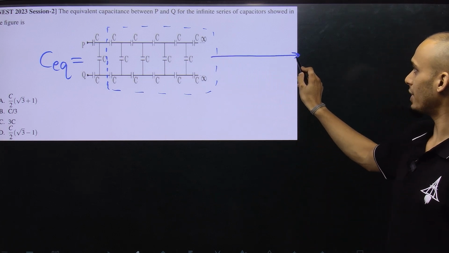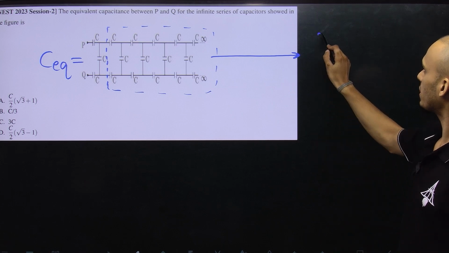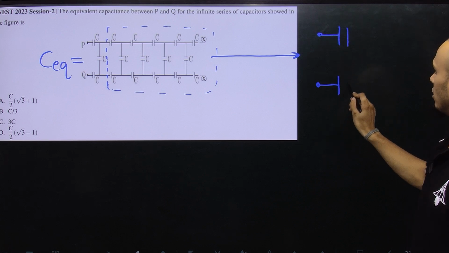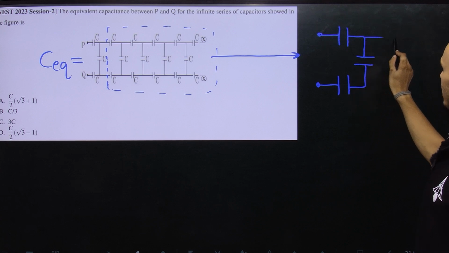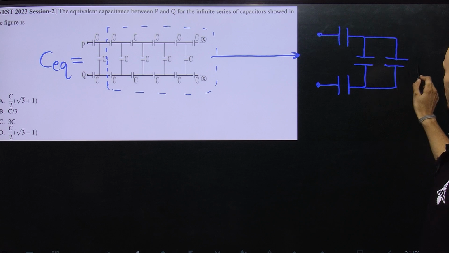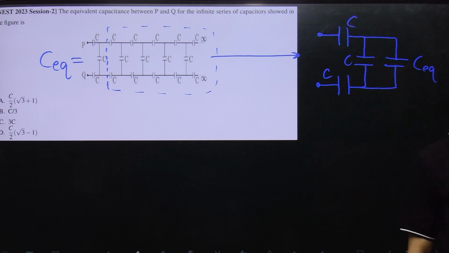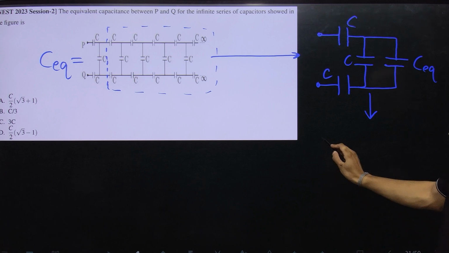So we can replace this with an equivalent capacitance. So P and Q from here will have one series capacitor, one series capacitor, one series capacitor as such, and a capacitance of C equivalent connected in parallel. This is C equivalent and others are all C. That's it. Now if you simplify this circuit further, in parallel the capacitors get added.